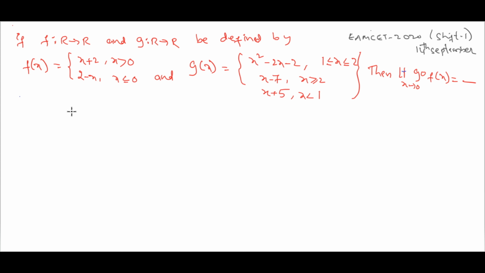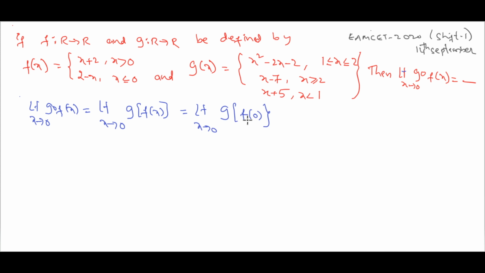So here is given f of x and g of x. Now we find limit x tends to 0, g circle f of x. This is written as limit x tends to 0, g of f of x, that is equal to limit x tends to 0, g of f of 0. That means f of 0 value is given, this is 2 minus x, that is equal to limit x tends to 0, g of 2 minus x. Substituting x is equal to 0, that is equal to limit x tends to 0, g of 2.